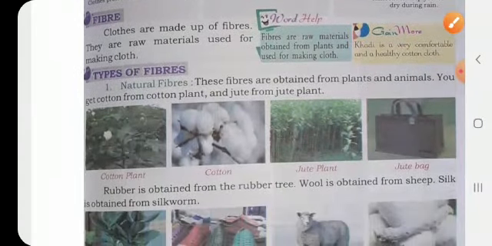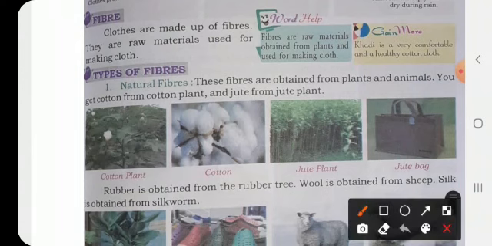Now, fiber. These clothes are not ready to use in one step. They come from a lot of different raw materials which are gained either from natural fibers or from man-made fibers. Let's see what a fiber is. Clothes are made up of fibers. What are they? They are the raw materials used for making clothes.